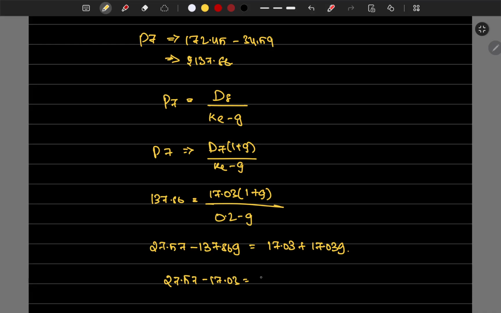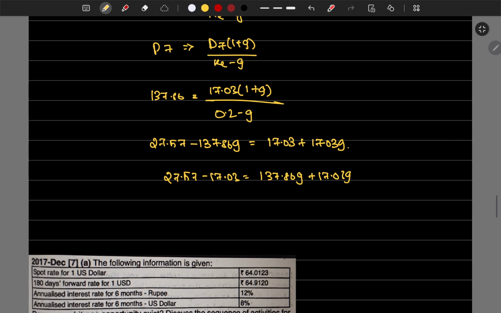17.03, 137.86 g plus 17.03 g, 137.86 plus 17.03, which is 154.89 g. Then 27.57 minus 17.03, which is 10.54, divided by 154.89, which is 0.068 percentage.